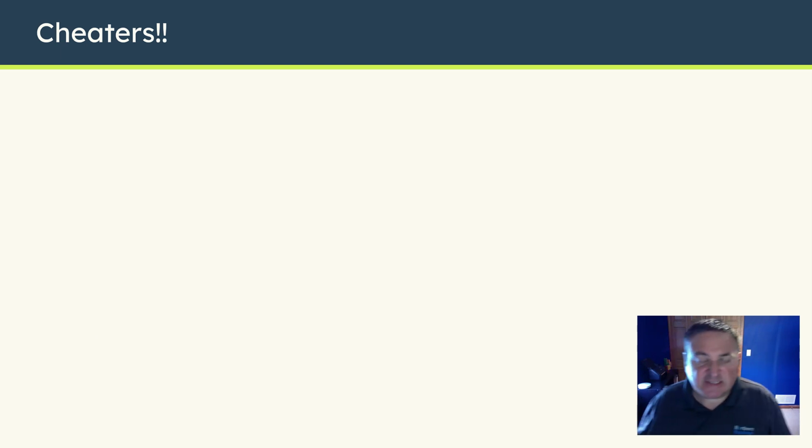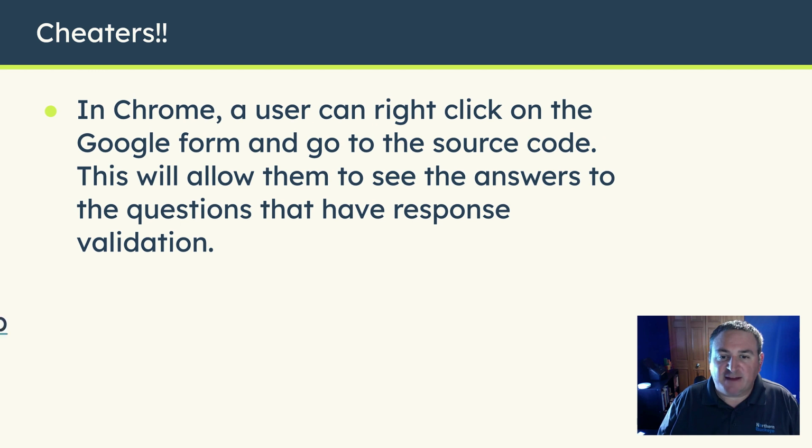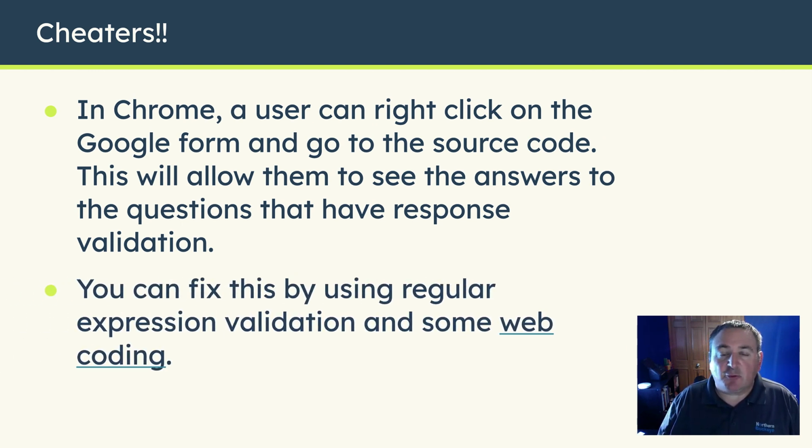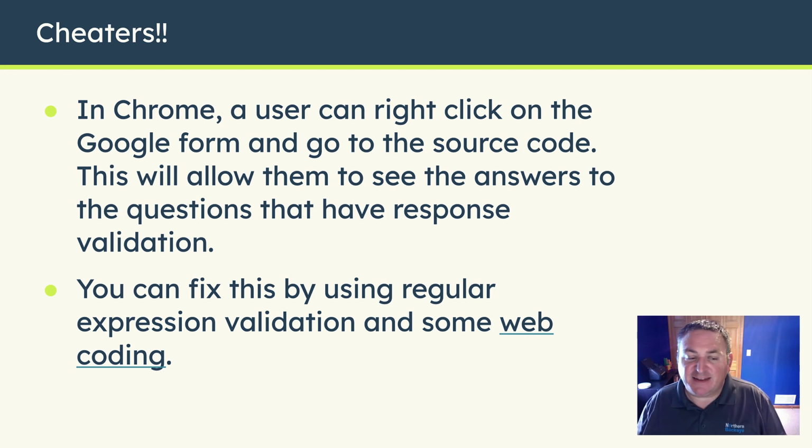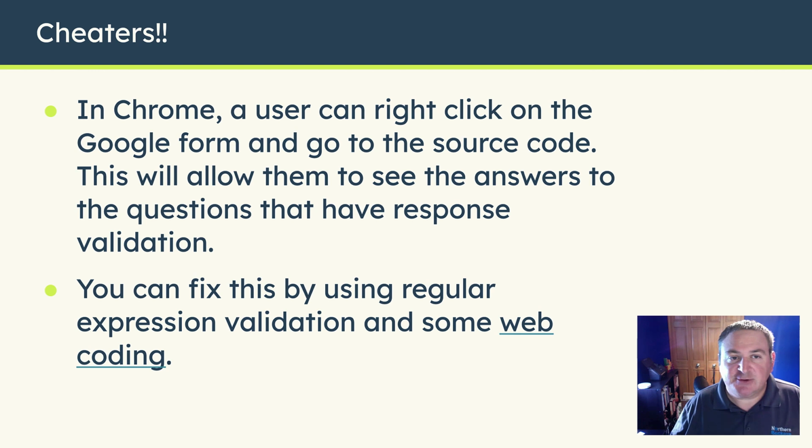All right, so let's talk about cheaters. On Google Forms, when you use response validation, you can right click on the Google form and go to the source code and see the answers to the questions. That's not good. You don't usually get this with younger kids, but sometimes those upper level kids like to cheat a little bit. And so we can use regular expression validation and use web coding. So I'm going to walk you through this and then I'm going to show it to you live.